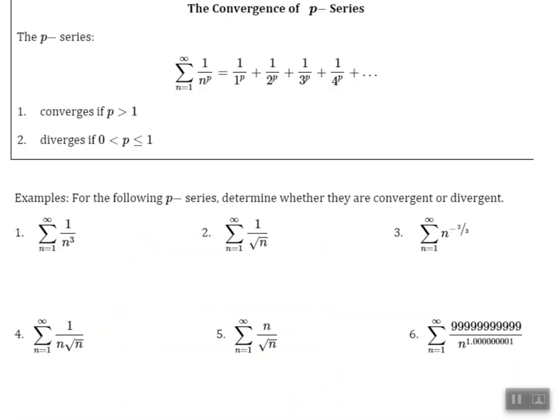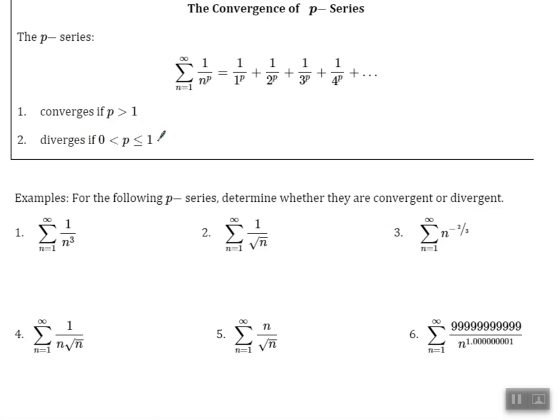The only other test I'm going to talk about today, another super easy one, we actually talked about before whenever we did improper integrals going to infinity, so very similar concept. This is the p-series, and all we have to do is look at the power for n, and if that p is greater than 1, it converges. If the p is between 0 and 1, including 1, then it diverges.